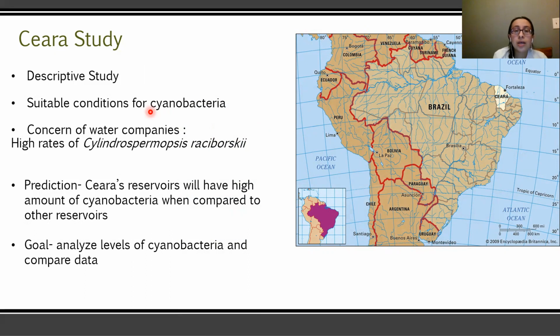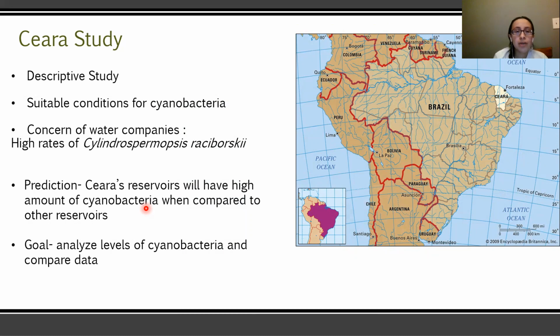And so the scientists that did a descriptive study over Sierra did not have, for example, experimental or control, but they were more looking into the reservoirs in Sierra state to see if their prediction was true. So they were not really manipulating any factors in these experiments, but they were more observing the data that they received to confirm a prediction that they had. So their prediction was that the reservoirs in Sierra had high amounts of cyanobacteria when compared to other reservoirs.